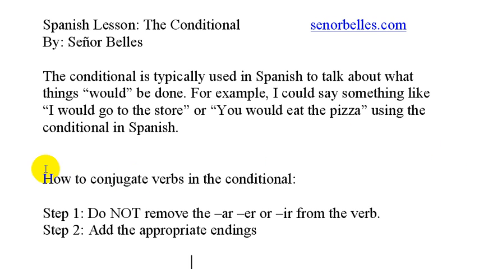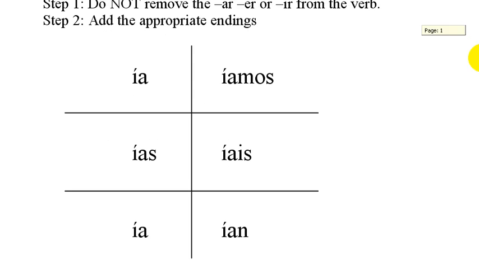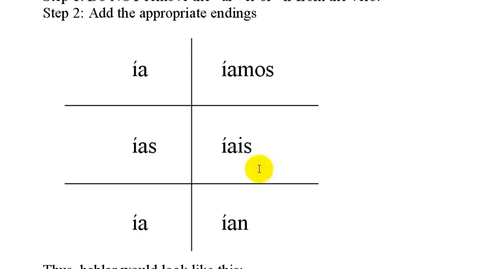So, you're probably wondering, well, how do you conjugate verbs in the conditional? Well, what's step one? Do not remove the AR, ER, or IR from the verb. If you have already learned the future tense in Spanish, this is going to be really easy for you. If you haven't, it'll just be easy. It's not going to be difficult at all. So don't do that. And then you add the appropriate endings. What are the appropriate endings? They're right here. ía, ías, ía, íamos, íais, and ían.